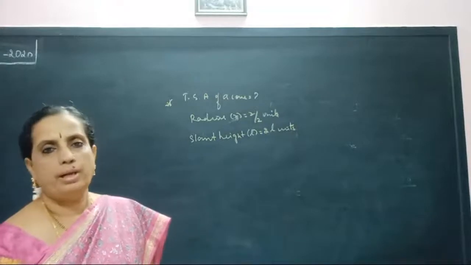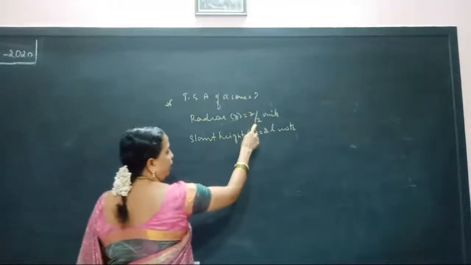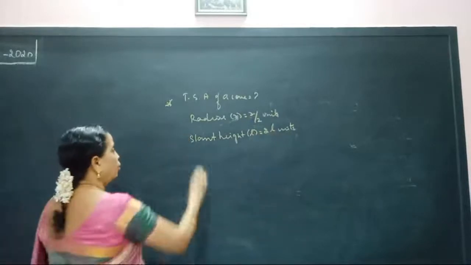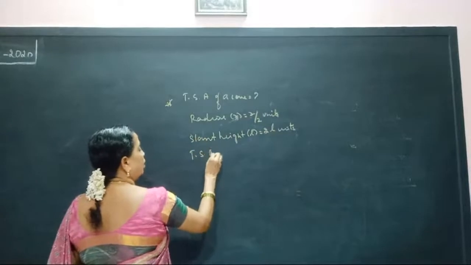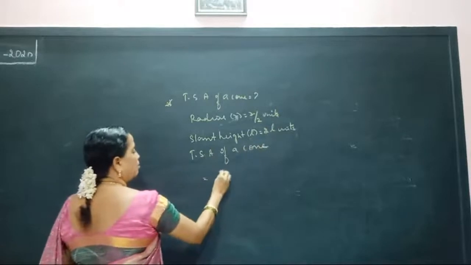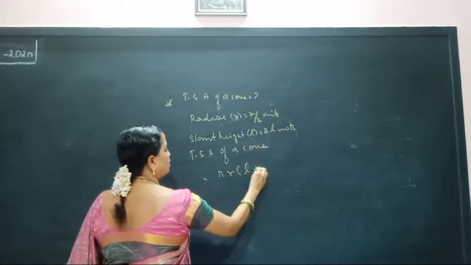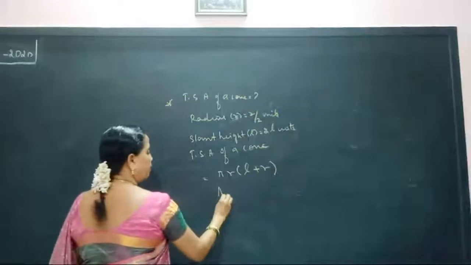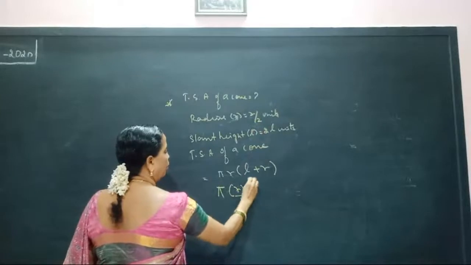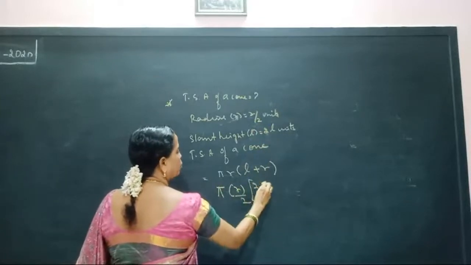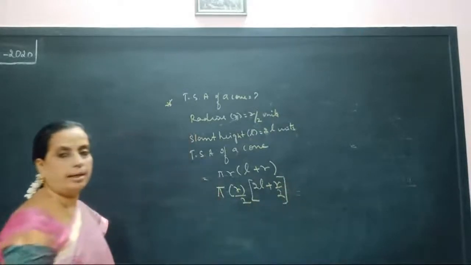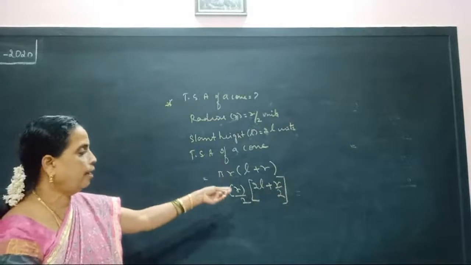So we'll substitute for r place r by 2, for l place 2l. Total surface area, we have the formula. Total surface area of a cone equals pi r into l plus r. For r, we substitute r by 2, and for l, it is 2l, plus r by 2. Is it clear? I just did slant height 2l, radius half.